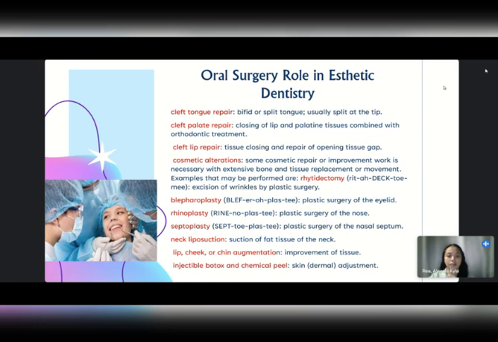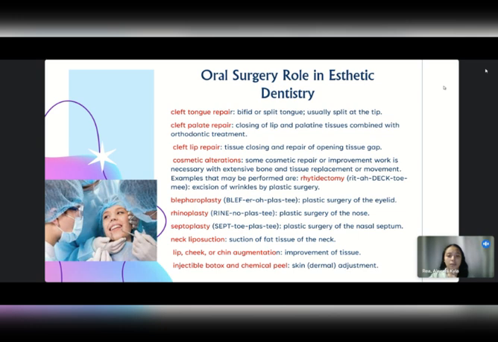Next is the rhinoplasty, which is a plastic surgery of the nose. So rhinoplasty is a surgical modification of the nose structure, which can include altering the bone, cartilage, and skin. So the goal is to enhance the nose appearance, improve its proportions relative to the face, and correct any functional impairments. Next is the septoplasty, which is a plastic surgery of the nasal septum.